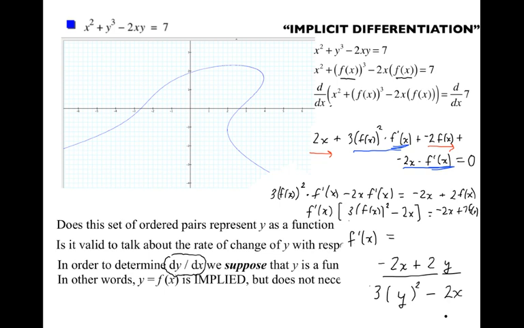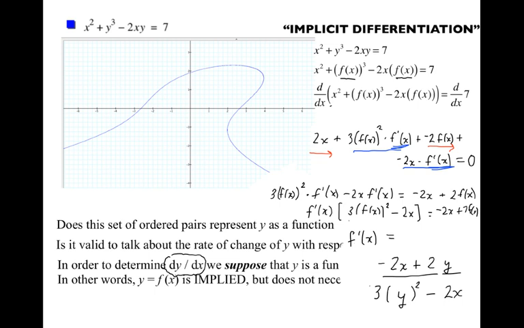And look, lo and behold, it's a function not of x and not of y, but of ordered pairs, right? So you need an x and a y. And then given an x and a y on that curve, this formula will give you the value of the rate of change of y with respect to x. So let's leave it at that.